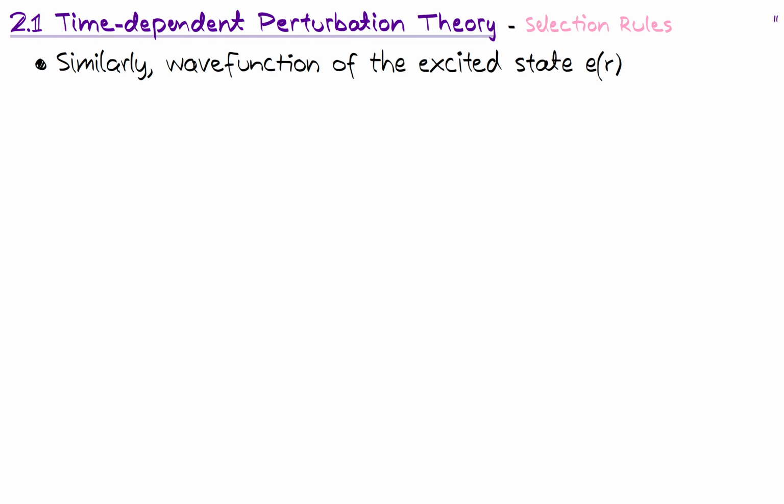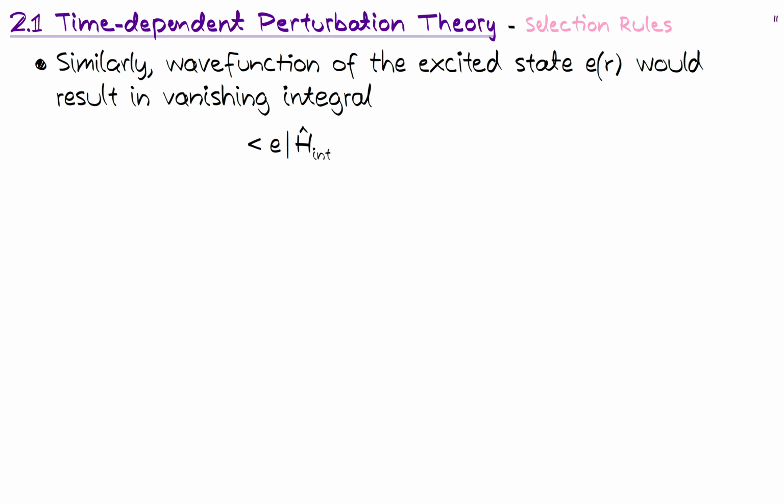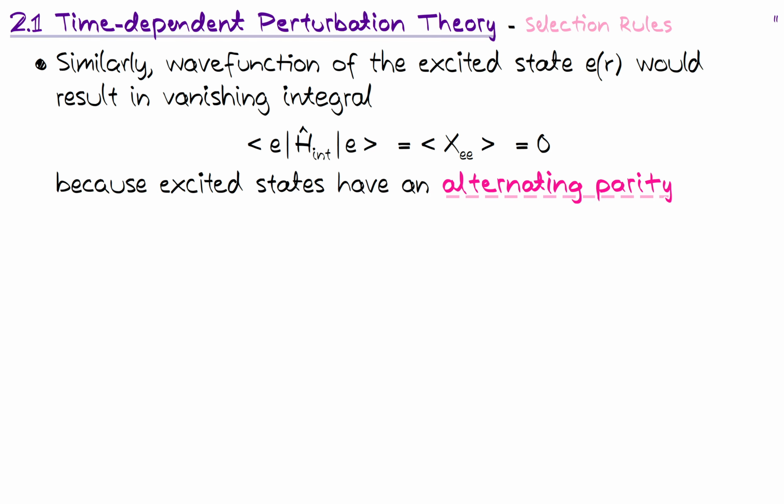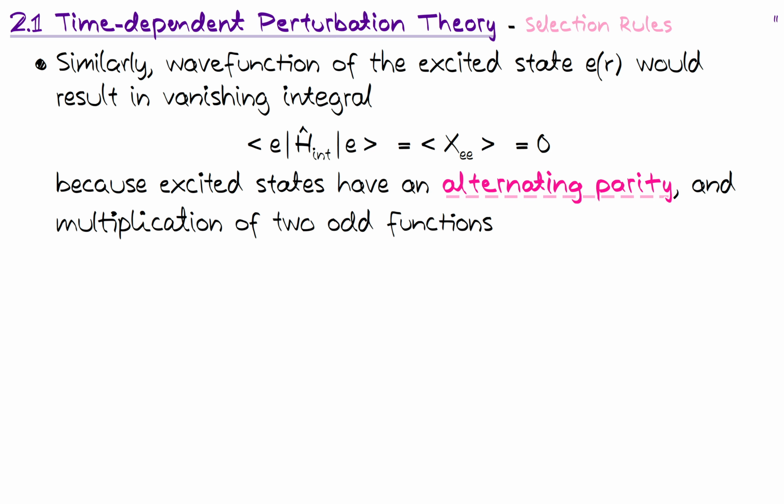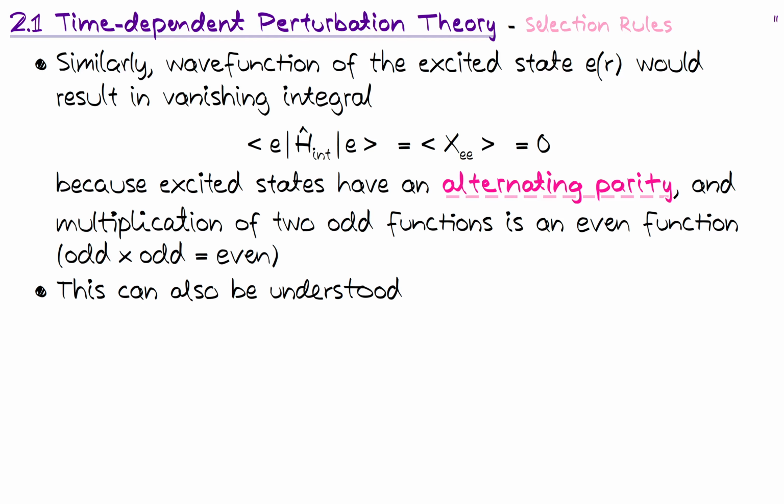We can repeat the same thing for the excited state, E. Again we have a vanishing integral, using the same notation, capital X_EE. This is the case because the excited state has a different parity than the ground state G, so the multiplication of two odd functions is an even function. Now we have two odd functions within the integral, which gives an even function, and then we have this odd times even thing going on again, and the integral is identically vanishing.